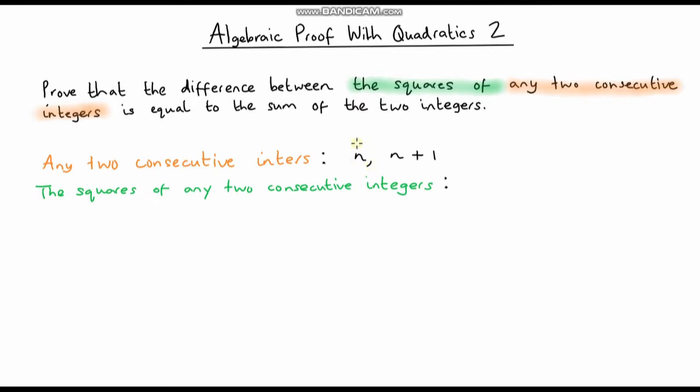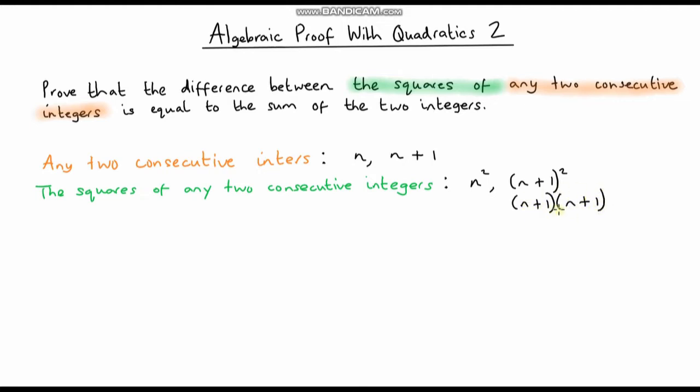So if we square this first integer, we're just going to be left with n squared. And now if we square this second integer, that's going to be n plus 1, all of that squared. Be really careful with this because this is not n squared plus 1 squared. It is n plus 1, all of that squared. So we could rewrite this as n plus 1 times n plus 1.